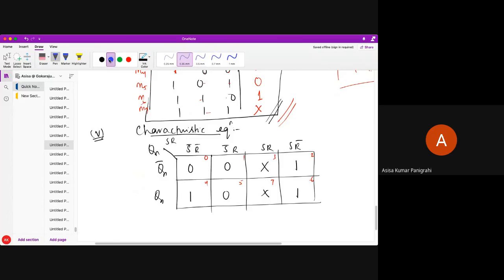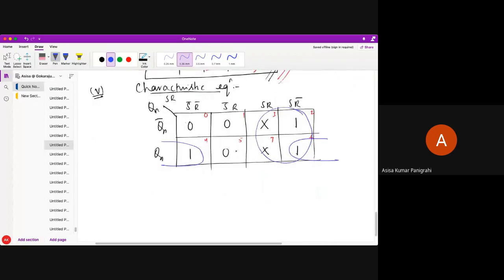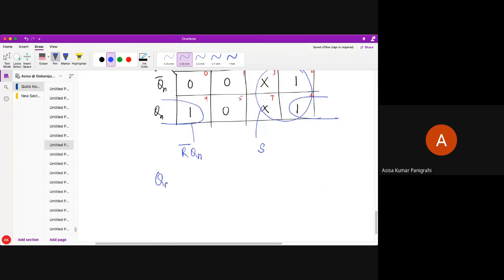Now what I will do is group it. What is possible here? From this grouping I have got S. From this grouping I have got R bar Qn. So what is my characteristic equation of the SR flip flop? Qn plus 1 is nothing else but S plus R bar Qn. So this is called the characteristic equation of the SR flip flop. Do all of you understand, students?